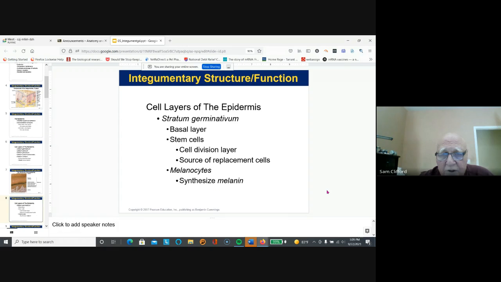So what does the stratum germinativum do? There are stem cells. It's the bottom layer. These cells divide and they grow. Melanocytes produce melanin, a dark pigment, which varies from person to person.